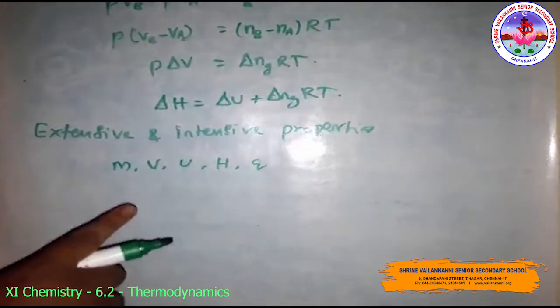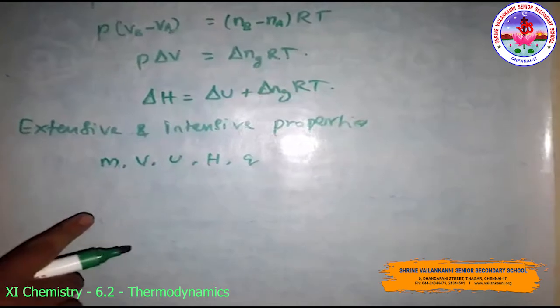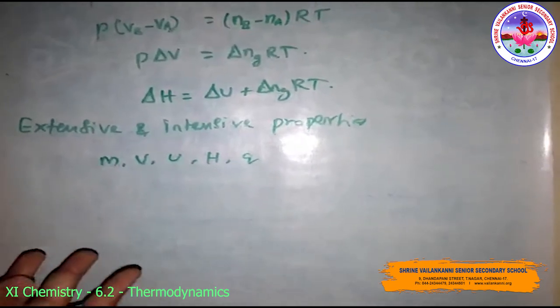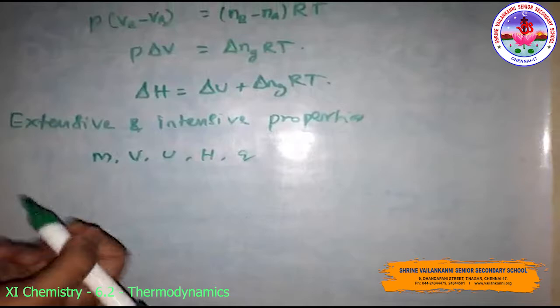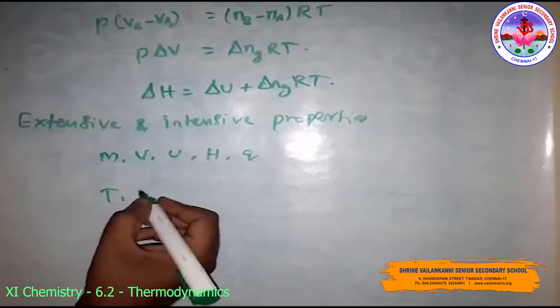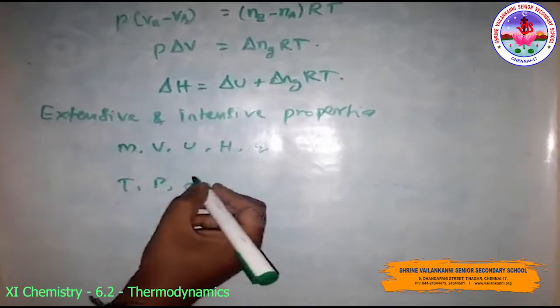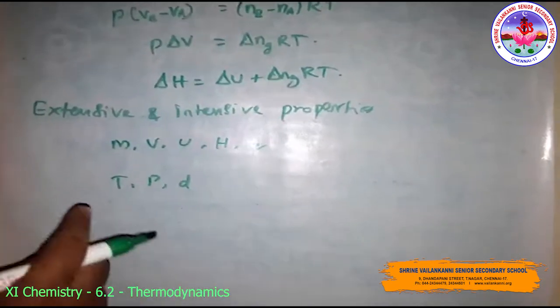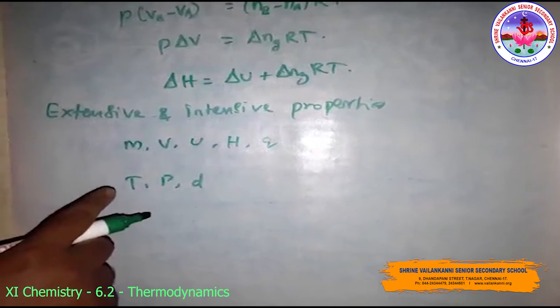Then the properties which do not depend on the quantity or size of the matter present in the system are called intensive properties. Examples: temperature, pressure, density, like this. So these are the intensive properties.